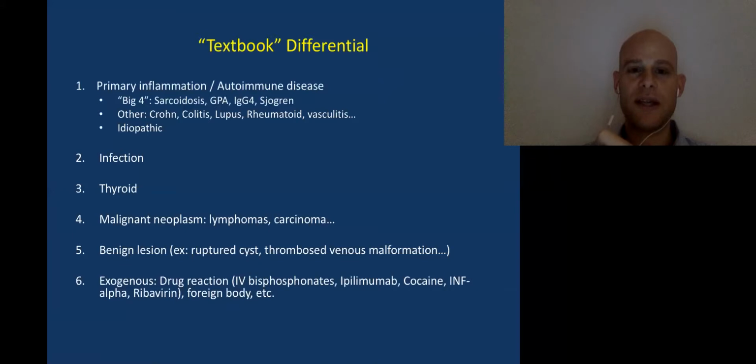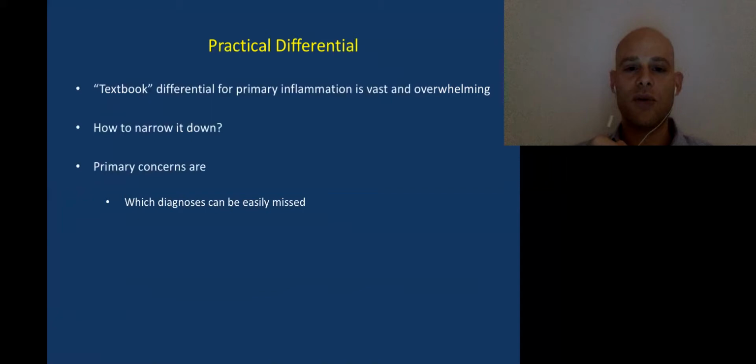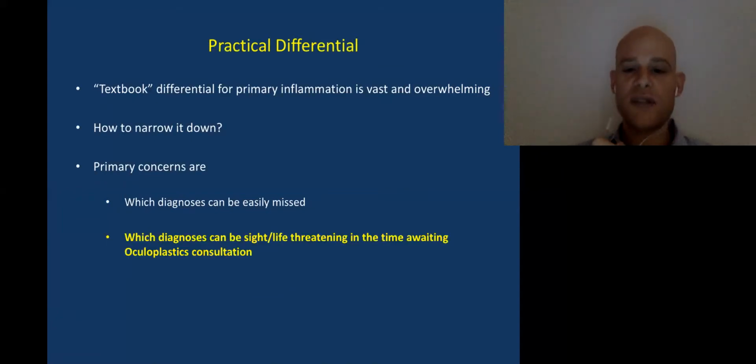But this really, when you look at it, is vast and overwhelming. That's a ton of different diseases. It's a giant swath of pathologies across medicine, and unless you're really comfortable with it, it's very, very overwhelming. So how do you really narrow this down? How do you narrow all those categories down? Well, when you think about it, your primary concerns really are which of these diagnoses can be easily missed, and which of these diagnoses can be sight or life-threatening.